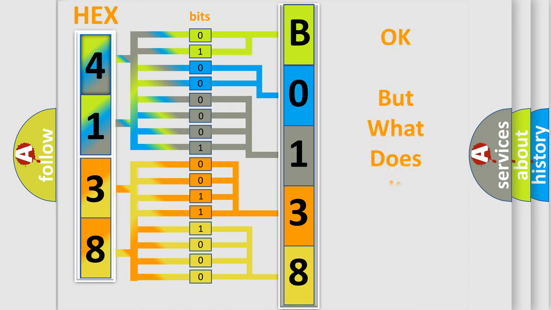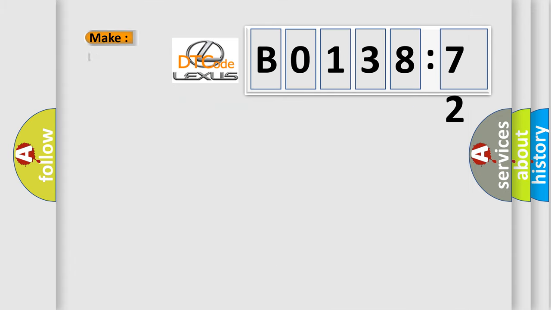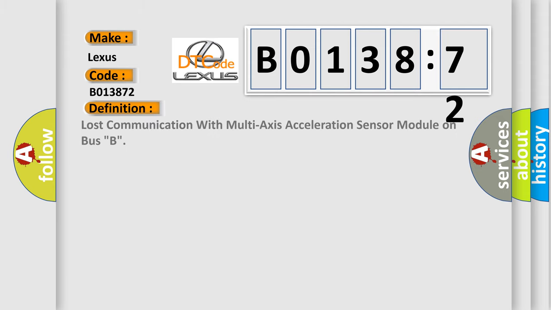The number itself does not make sense to us if we cannot assign information to what it actually expresses. So, what does the diagnostic trouble code B0138-72 specifically mean for Lexus vehicles? The basic definition is lost communication with the multi-axis acceleration sensor module on bus B.